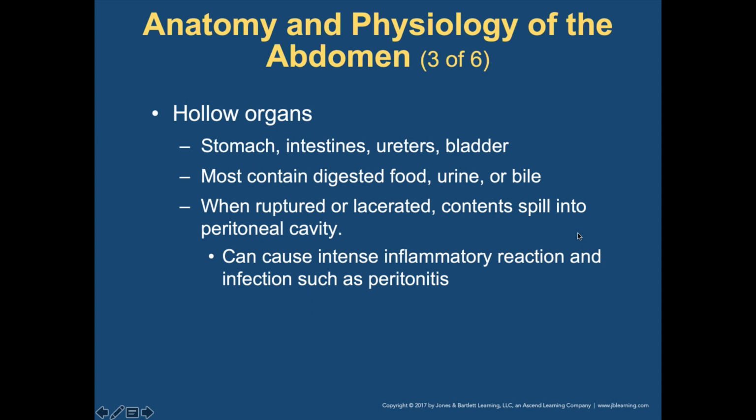In the abdominal cavity, we have several hollow organs. The hollow organs of the abdomen include the stomach, the intestines, the uterus, and the bladder.